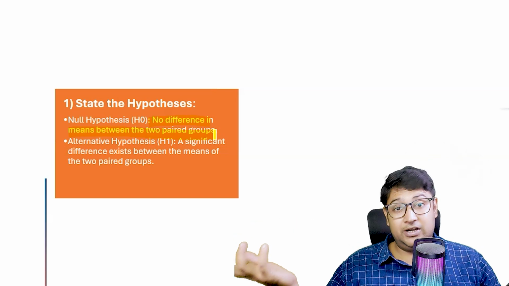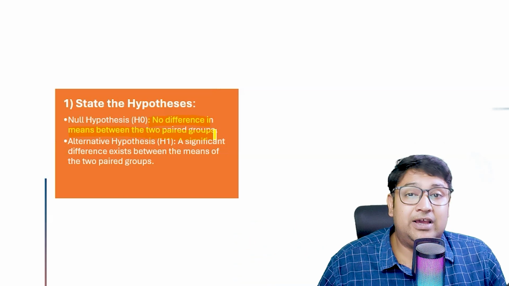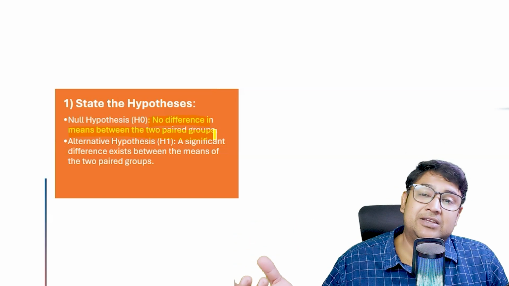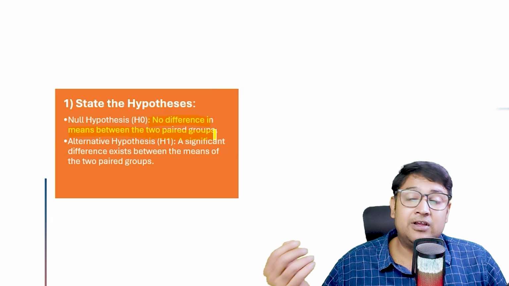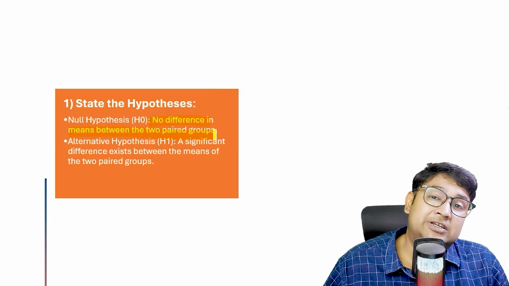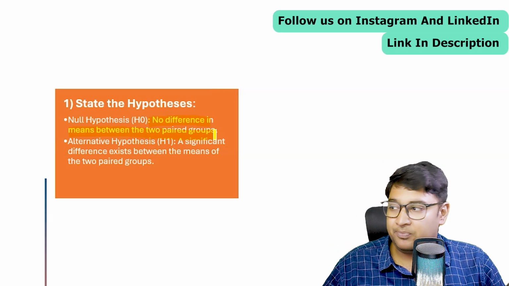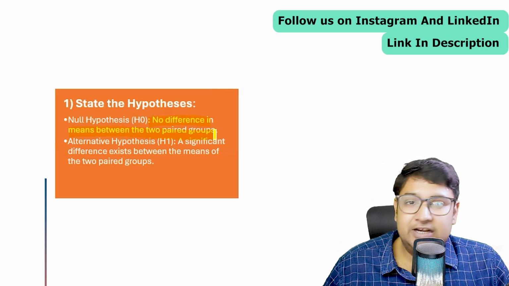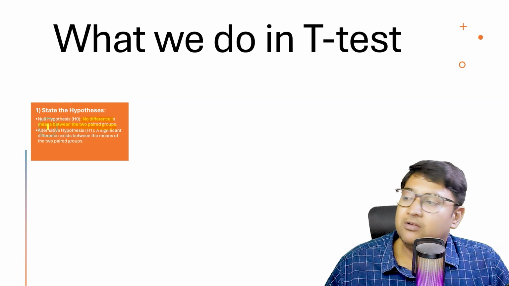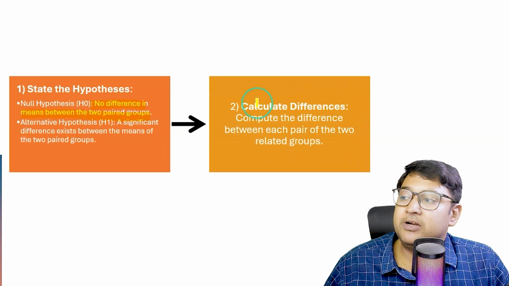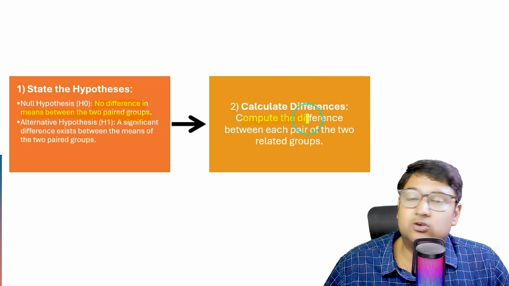But what is the alternate to it? What if my claim is not correct? So the opposite of my claim is that it is not effective. Not effective means there is no change in the blood pressure. They have the same blood pressure before, they have the same blood pressure after taking the chill pill. Okay, so we write the alternate and null hypothesis, very important. Then what we do, we calculate the difference between each pair of two related groups.